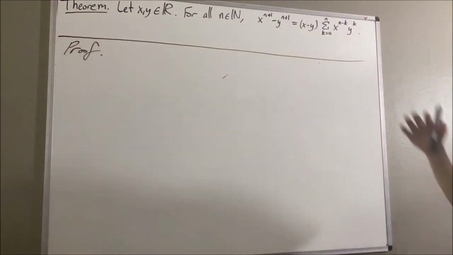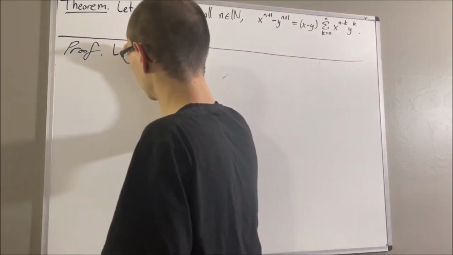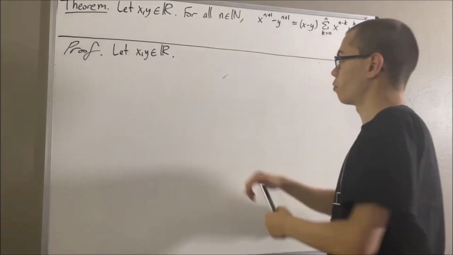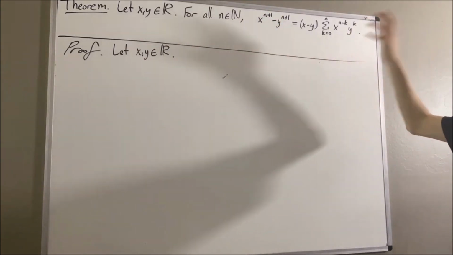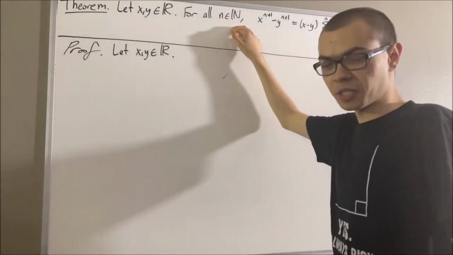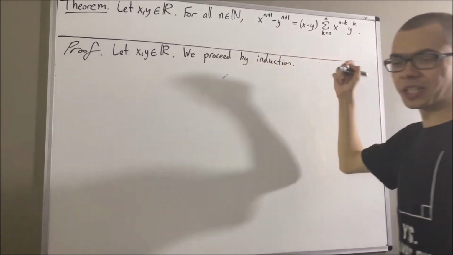Okay, so now let's get into the proof. To start out the proof, let's give ourselves two real numbers x and y. And from here, we want to prove that for all natural numbers n, this is true. And since we're trying to prove a statement about all natural numbers, let's use induction. And so let's start with the base case.